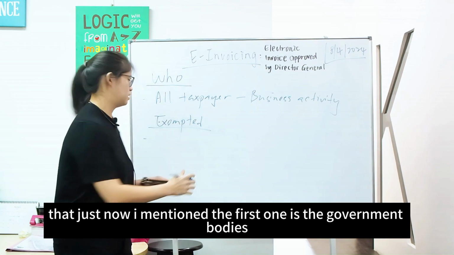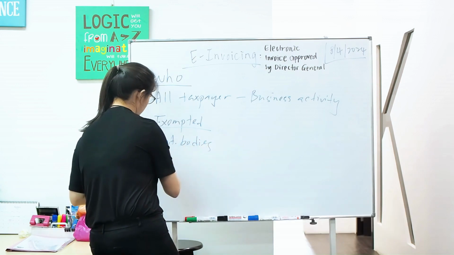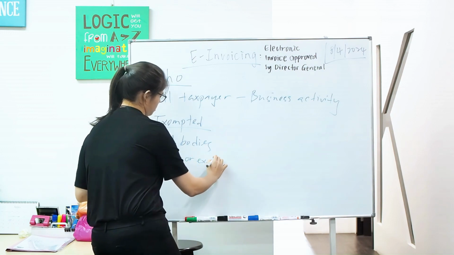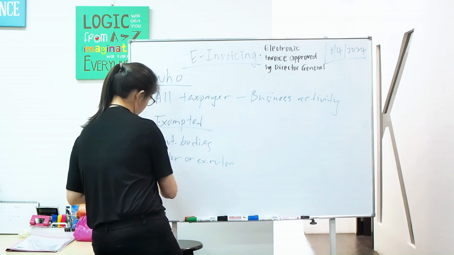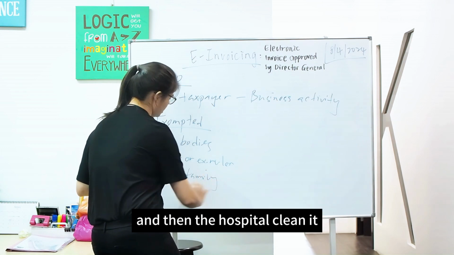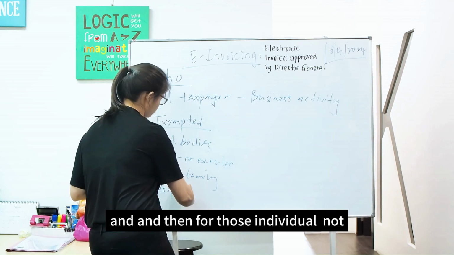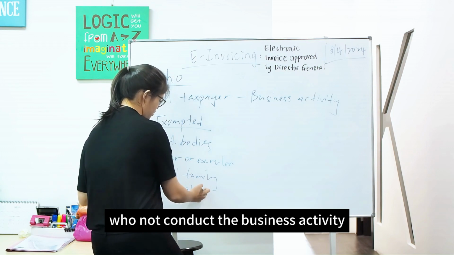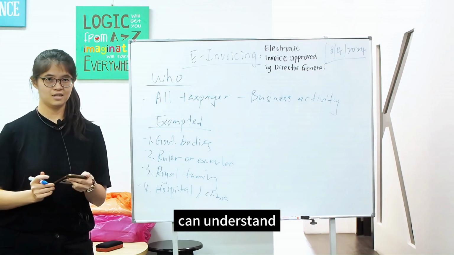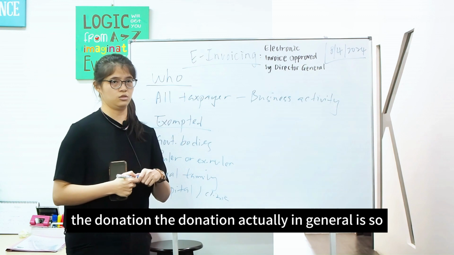So just now I mentioned the first one is the government bodies. And then the ruler or ex-ruler, and then the royal family, and then hospitals and clinics, and then those individuals who do not conduct business activity. Can you understand? And then I might give you a special situation, which is donation.